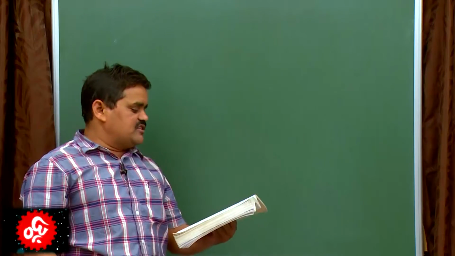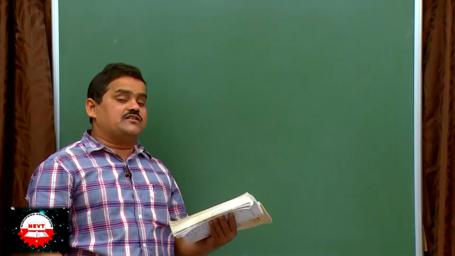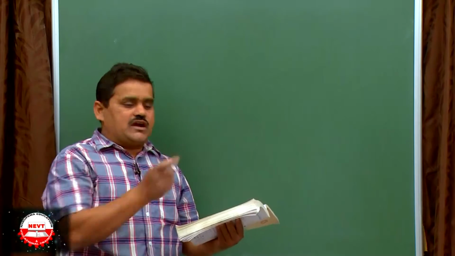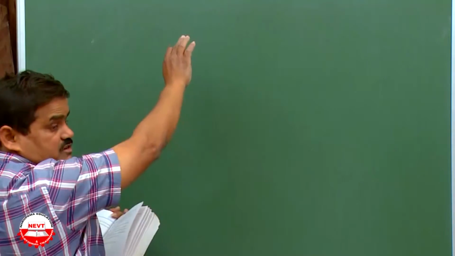Come to the NCERT exercise 2.3. Divide the polynomial p(x) by polynomial g(x) and find the quotient and remainder in each case. So I will explain one by one. Question number 1, first bit. I am directly doing the division.